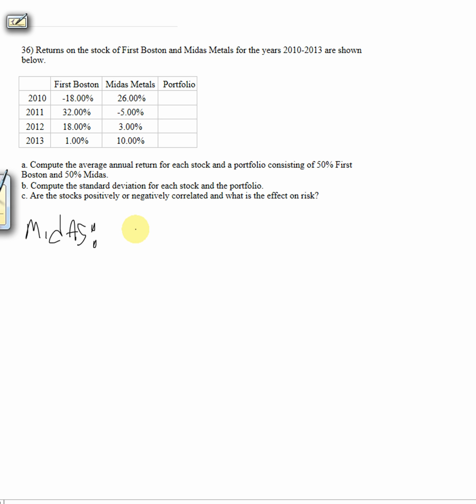Now, as you all know, average returns RM, which stands for R Midas, is basically minus 18% plus 32% plus 18% plus 1%. So this whole column here, and everything else divided by the number of observations, which we have 4 here, and it should give you something like 8.25 basically. This is the average return over this 4-year period.